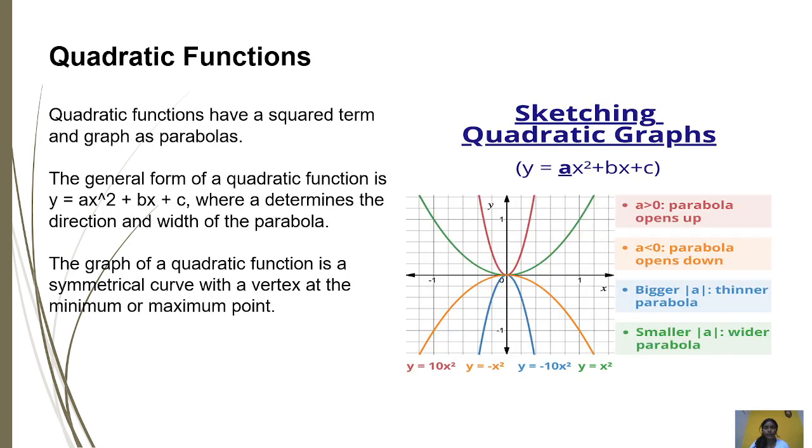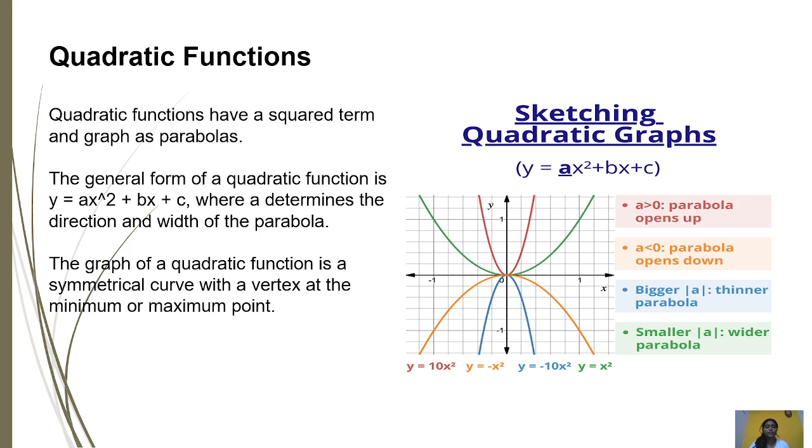Coming to the quadratic function, quadratic functions have squared terms and graph as parabolas. The general form of a quadratic function is y = ax² + bx + c, where a determines the direction and width of the parabola. The graph of a quadratic function is symmetrically curved with a vertex at a minimum or maximum point.